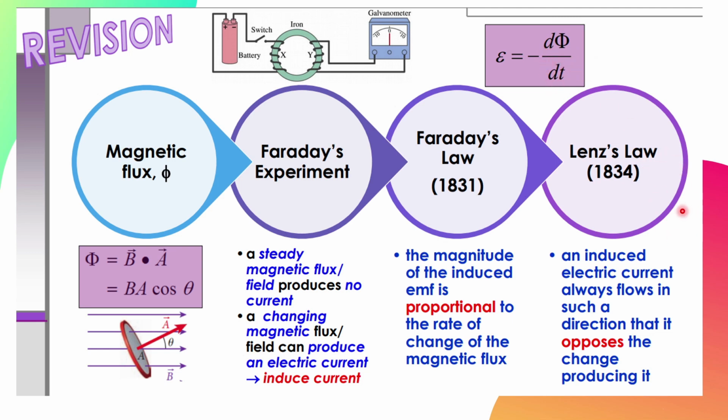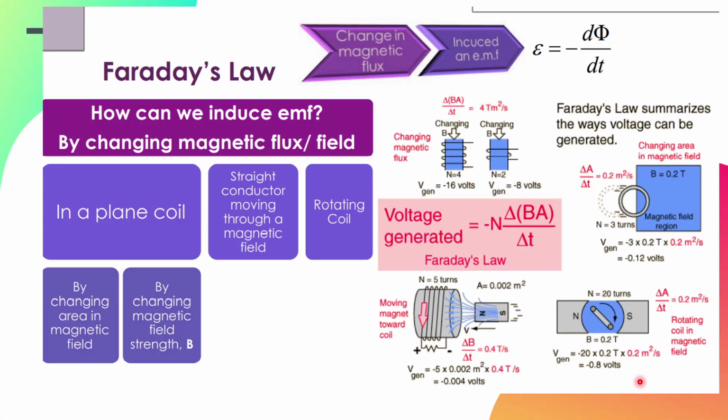And Lenz's law, okay, so Lenz's law states that the induced electric current always flows in such a direction that it opposes the change producing it. The change producing it means that it tries to oppose the increase in magnetic field or decrease in magnetic field. Okay, so yeah.